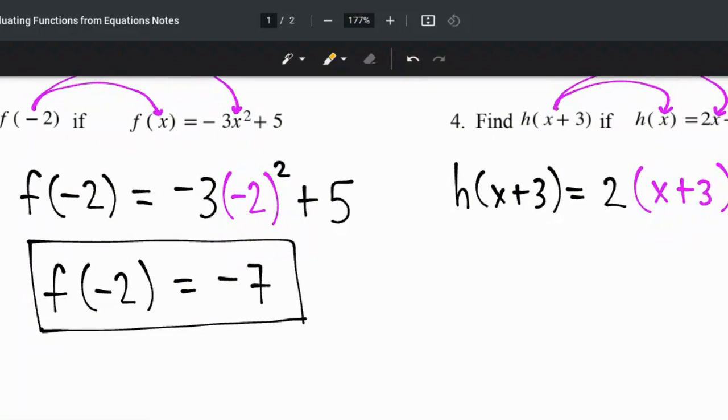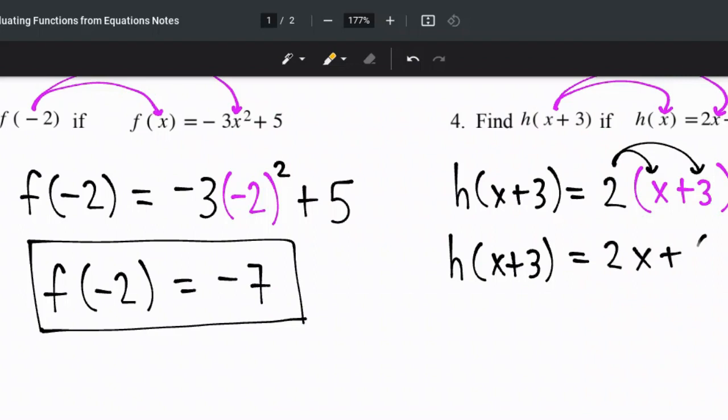Now we're going to use our prior knowledge that we used before when we were distributing and combining like terms on day 2. So I'm just carrying down this h of x plus 3. Don't have to do anything with that, but now we distribute the 2 and multiply it by each of the terms in the parentheses. So 2 times x gives us 2x. 2 times 3 gives us 6. So we have 2x plus 6, and then we still carry down the plus 1.